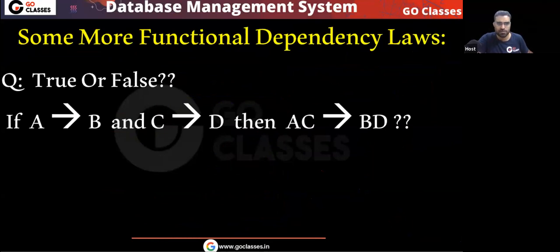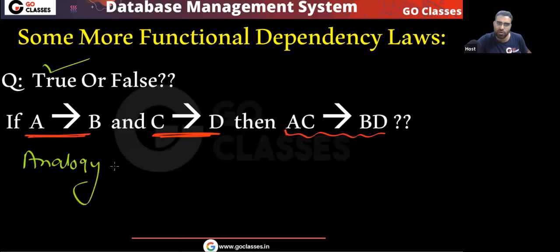Can you tell me the answer for this? Is this statement true or false? A determines B, C determines D. Then can I say AC will determine BD? Can you use an analogy? What about the analogy? The analogy is like this: A is more powerful than B, C is more powerful than D. So can I say AC will be more powerful than BD?